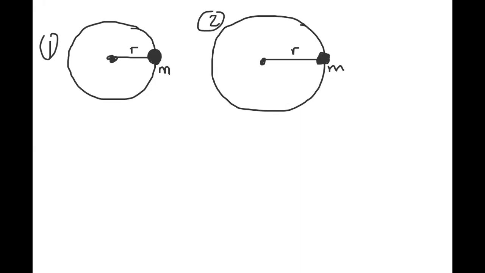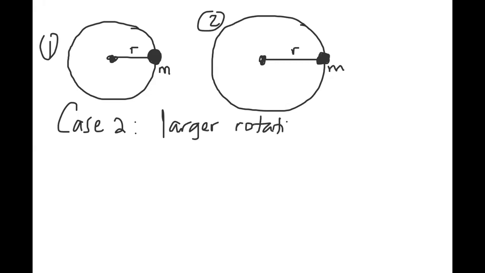Because of that, in terms of the axis of rotation, we are going to see that in case number 2, the mass will have a larger rotational inertia. So in case 2, we have a larger rotational inertia of the mass.